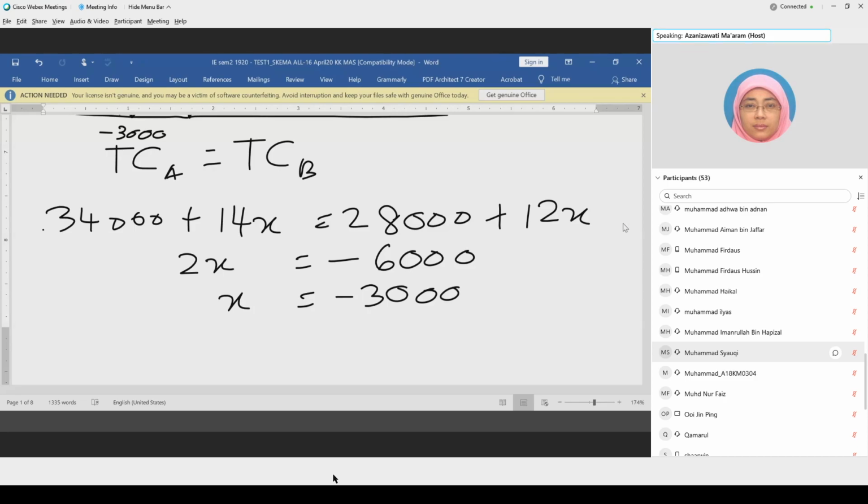So macam mana nak kira profit? You will use total revenue minus dengan total cost. So apa yang kita buat sekarang ni, kita nak try to find the lowest cost of the process in order to produce the product. Kita belum sampai profit lagi.